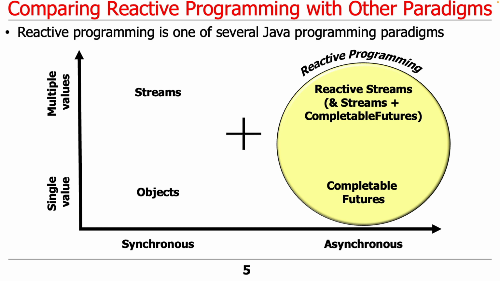So here's a nice little table I put together that gives you a bird's eye view of the different paradigms, and we organize them across different axes. So single value, multiple values, and synchronous and asynchronous. Those are the two axes, and then everything else just falls into the right place in that fourfold table.